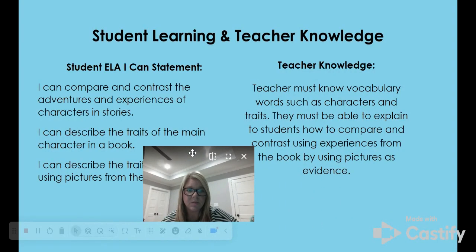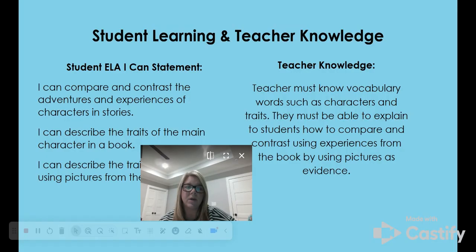Teacher knowledge. Teacher must know vocabulary words such as characters and traits. They must be able to explain to students how to compare and contrast using experiences from the book by using pictures as evidence.